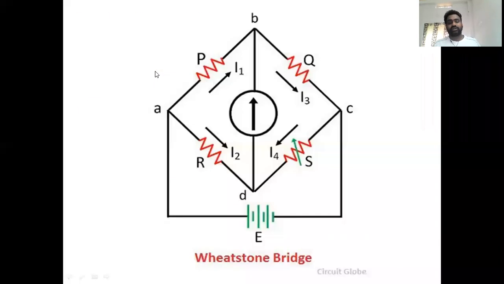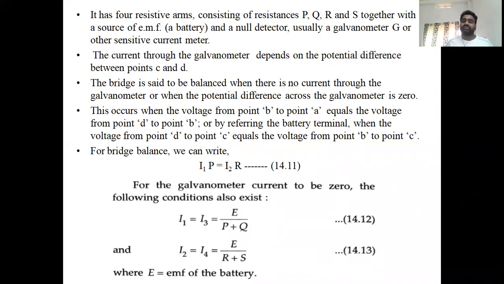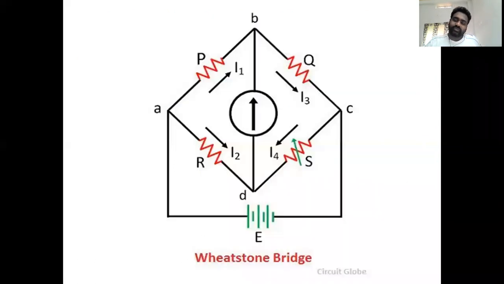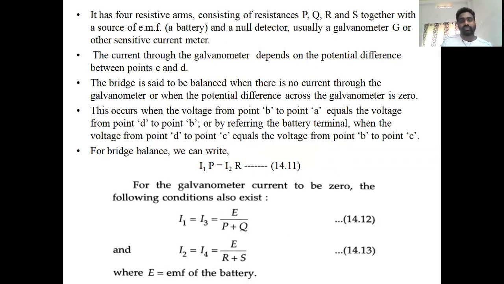If we do the mathematical analysis, we have four arms. One arm has resistance P, the next arm has resistance R, the third arm has resistance Q, and the fourth arm has resistance S. All together are connected to a supply source, and then we cross-connect the galvanometer. The current flowing through the galvanometer depends upon the potentials at points C and D.